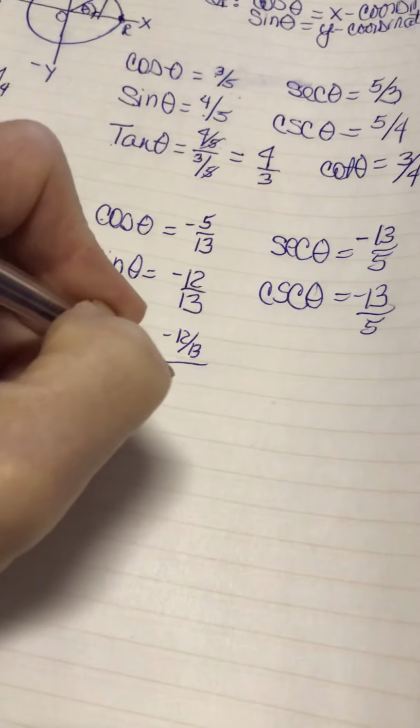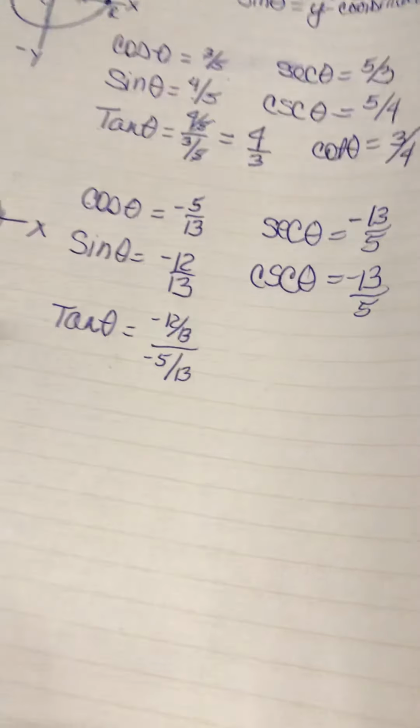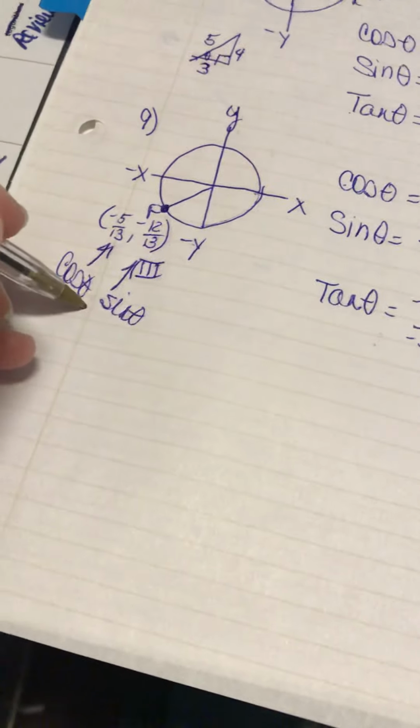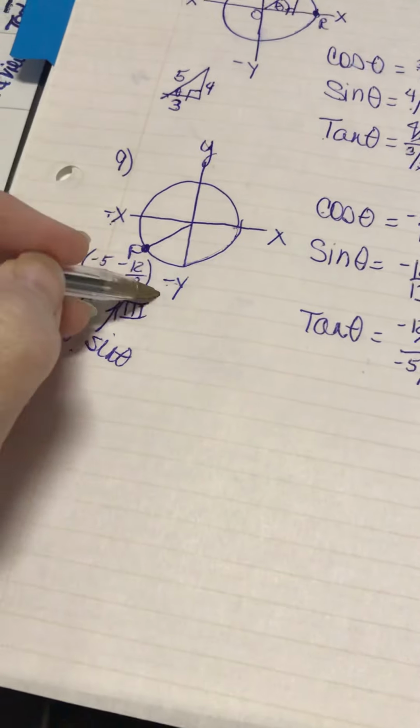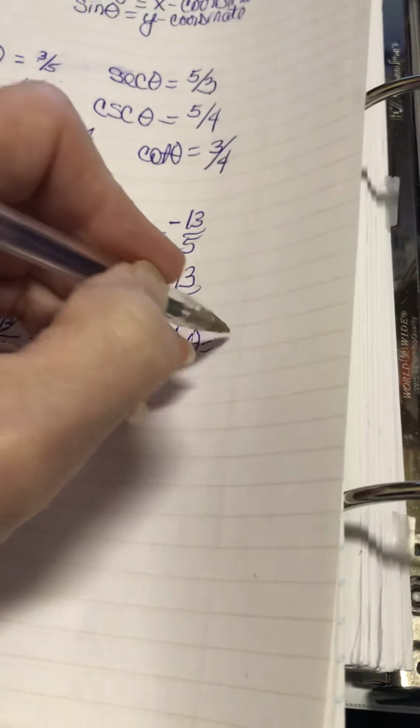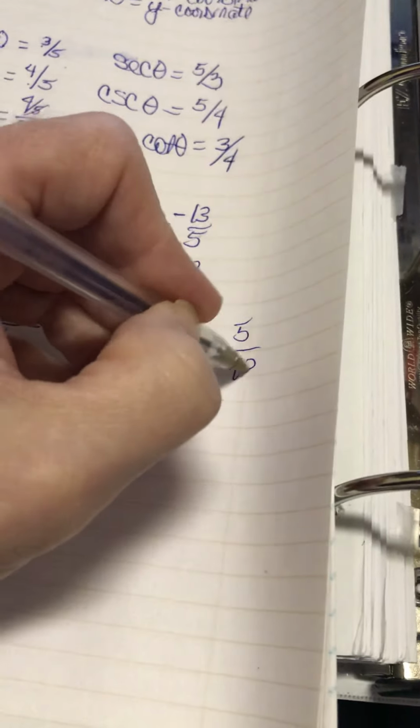Now my tangent, again, is sine over cosine. Double negative makes it positive. That is why I said quadrant 3 is tangent's quadrant, because a double negative makes a positive. Denominators cancel from complex fractions, and I have positive 12 over 5. Cotangent is positive 5 over 12.